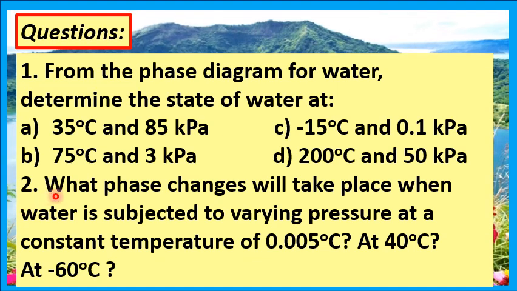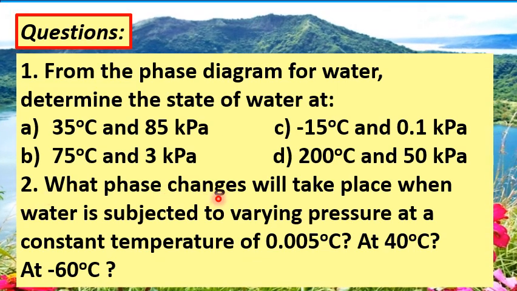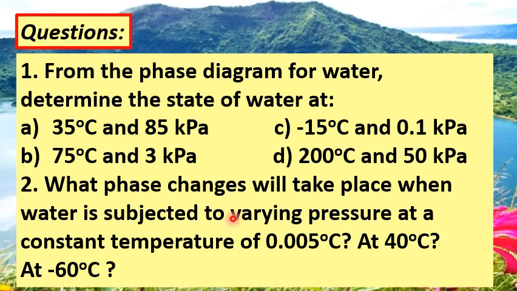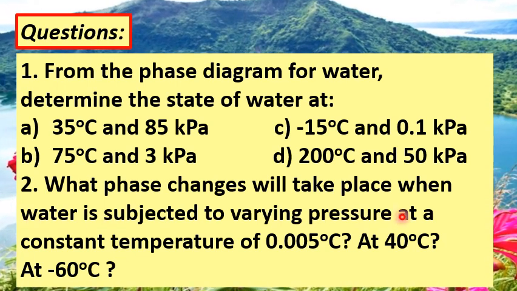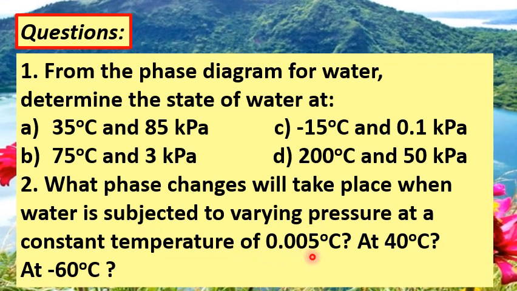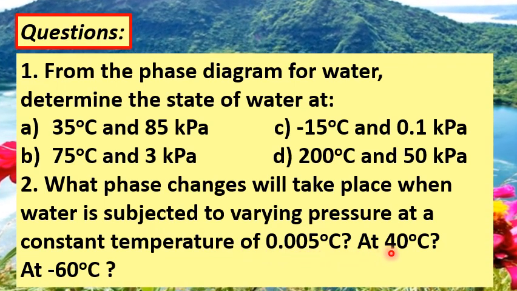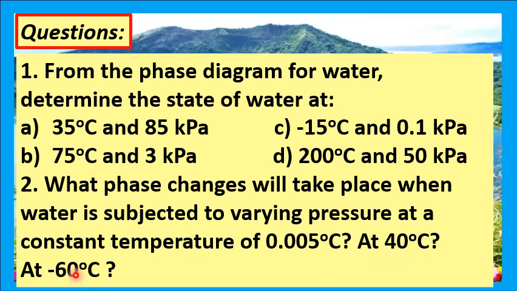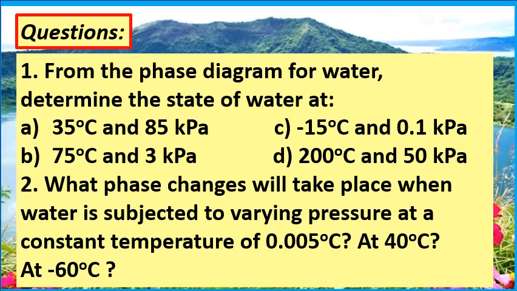Question number 2. What phase changes will take place when water is subjected to varying pressure at a constant temperature of 0.005 degrees Celsius, at 40 degrees Celsius, and at negative 60 degrees Celsius.